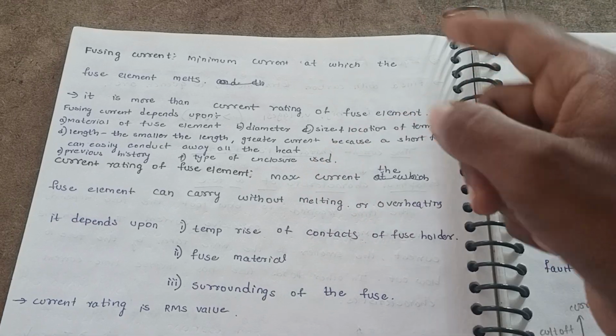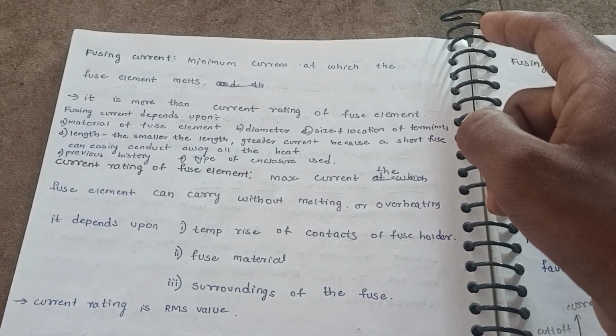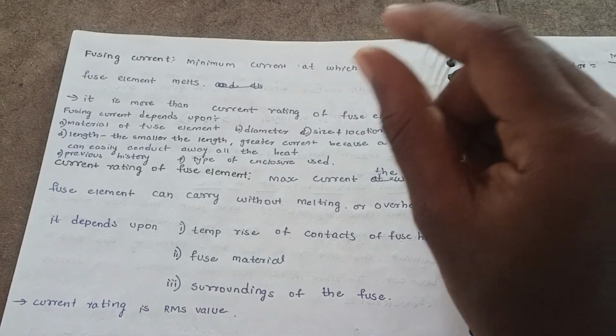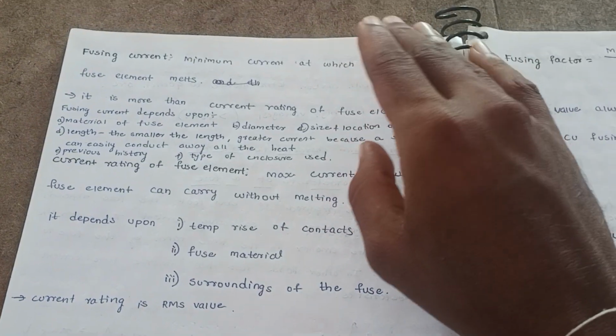Next, length. The smaller the length, the greater the current, because a shorter fuse can easily conduct away all the heat. So the smaller the length, the greater the current. Fusing current will increase for the smaller length.